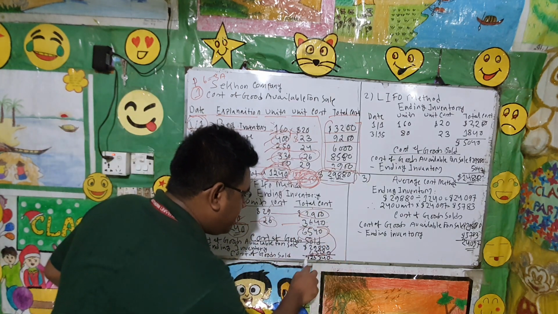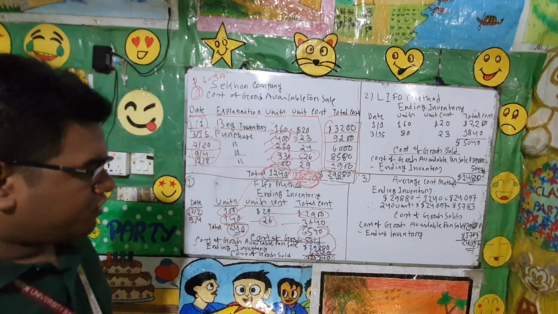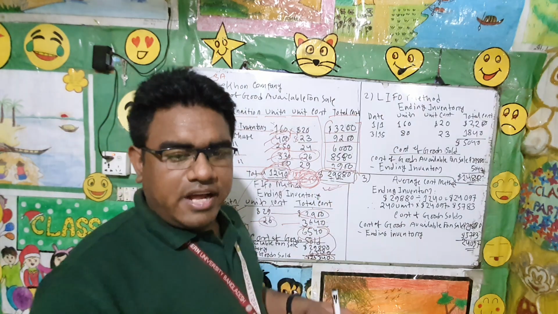So available for sale minus ending inventory, 6,540. So we have got 23,340. So FIFO method is done. Next, move on.